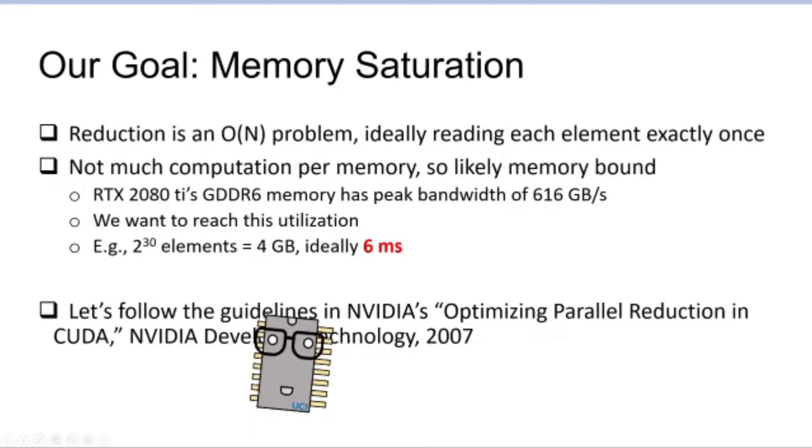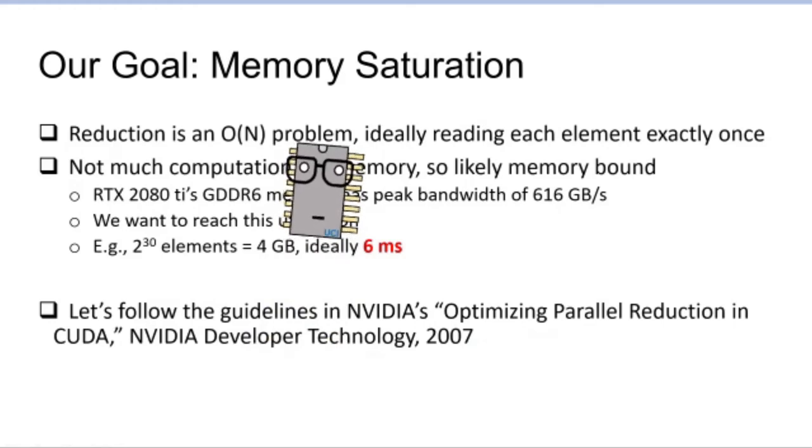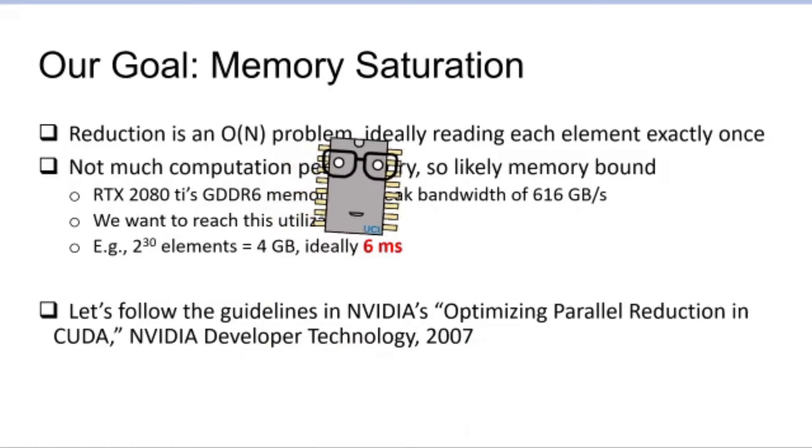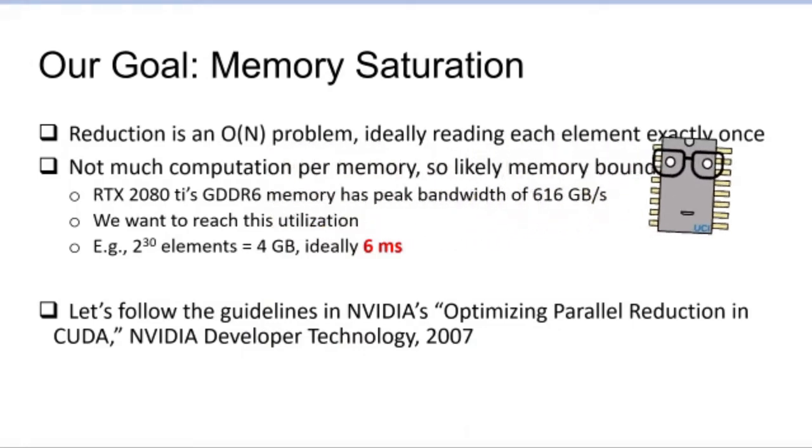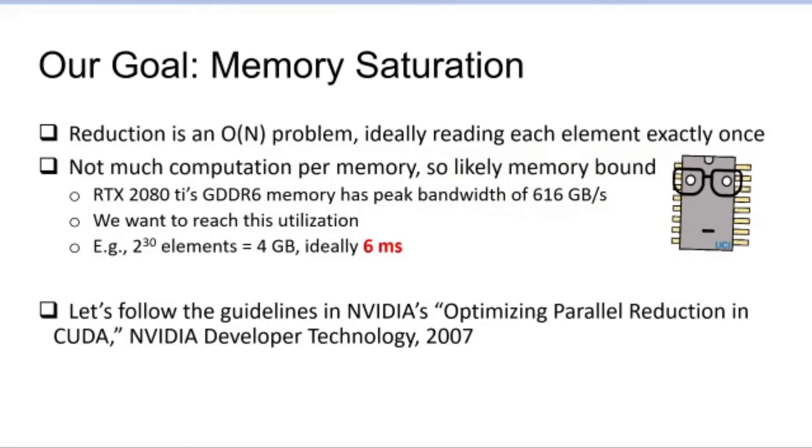So reduction is an O of N complexity problem, because ideally we would just scan over the entire array just once and we'll get the answer. Ideally reading each element exactly once. And there's not much computation per memory access. We're not even doing something like multiplication and then addition or accumulation. We're basically just adding everything. Everything we read, we just add it to the accumulator that we have. So not much computation per memory. So it's likely that this application will be completely memory bound.